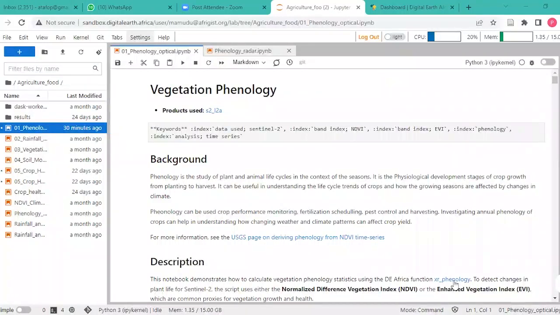Today we are going to be talking about vegetation phenology, and we are going to particularly be using optical data sets, the Sentinel-2 optical data set, to run through phenology. Now, phenology is the study of plant and animal life cycles, particularly the physiological development of plant growth. It helps us to understand when planting season starts, how the season progresses, and at what time it ends.